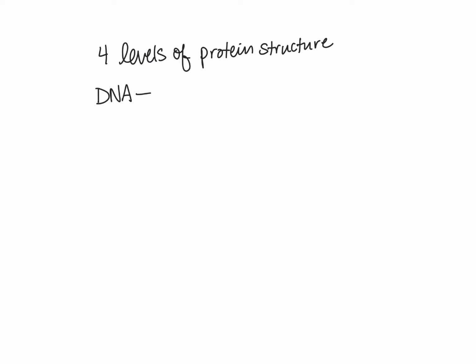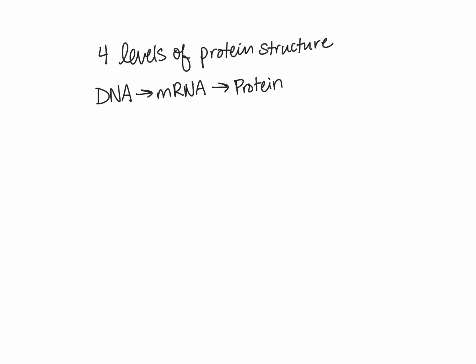In this video, we're going to take a look at the 4 levels of protein structure. So we talked a little bit about this process of how we make a polypeptide through translation. So remember we said that we go from DNA to mRNA, which ultimately gets translated into a protein.